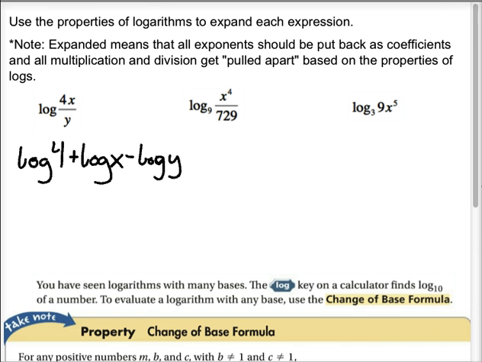Okay, so when you have multiple things going on, things in the numerator mean adding. Things in the denominator mean you are subtracting them off. All right, that's how you can remember how to expand these out.